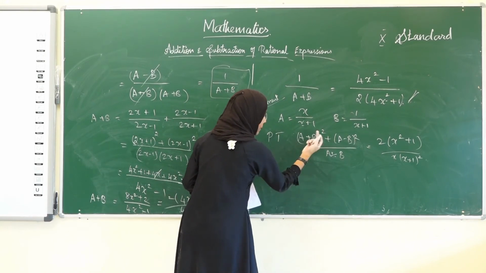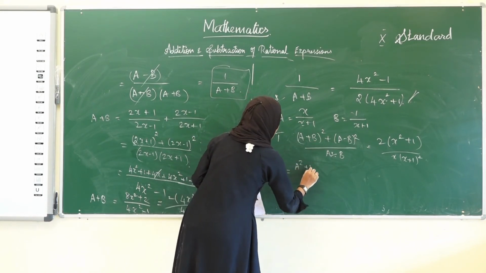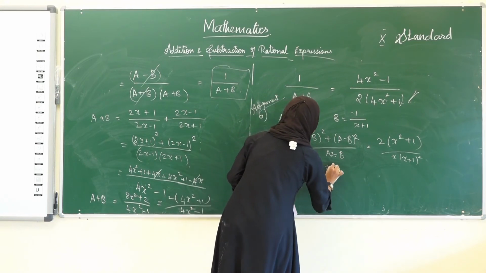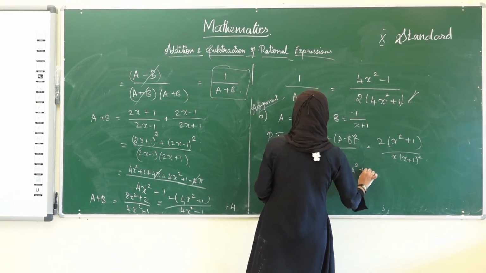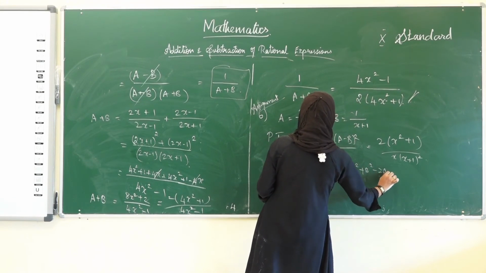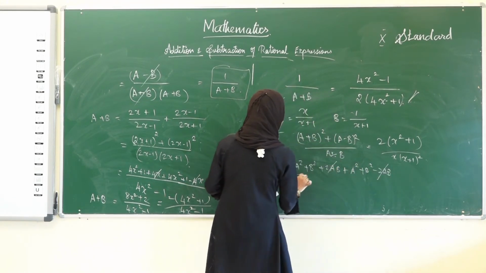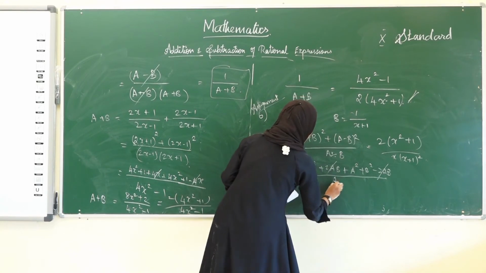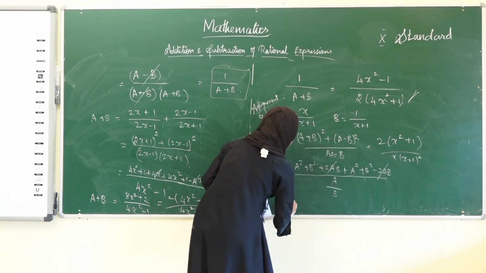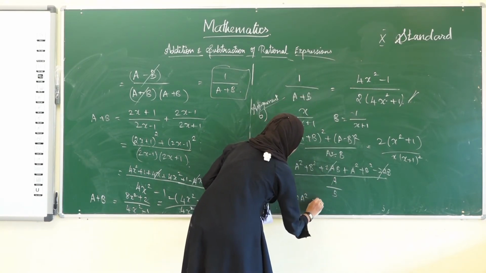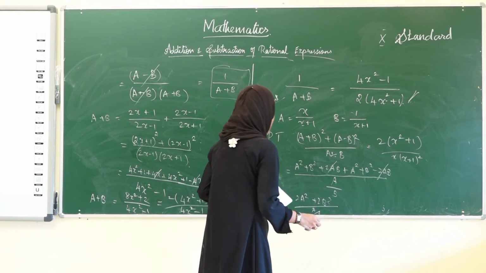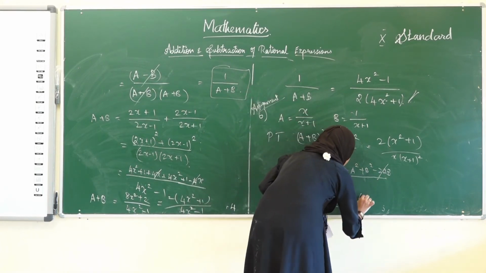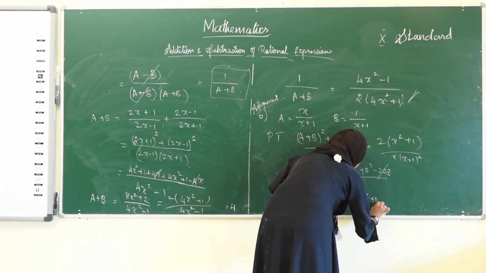(a plus b) the whole square is a square plus b square plus 2ab, plus, now this term, a squared plus b squared minus 2ab. Now this term and this term get cancelled, divided by a divided by b. What's the answer? 2a squared plus 2b squared divided by a divided by b. Now we can take the 2 as common, a squared plus b squared.